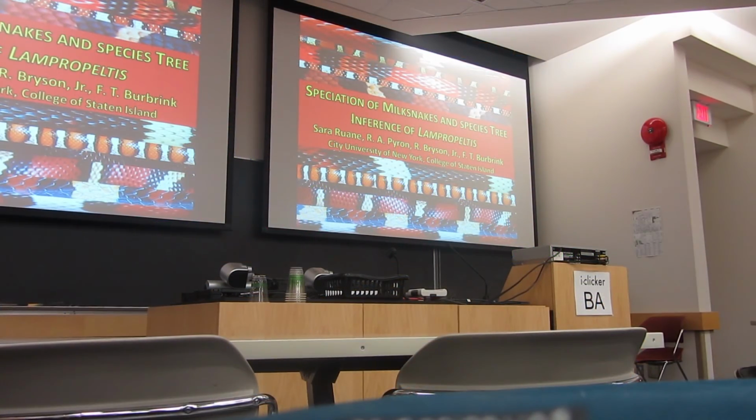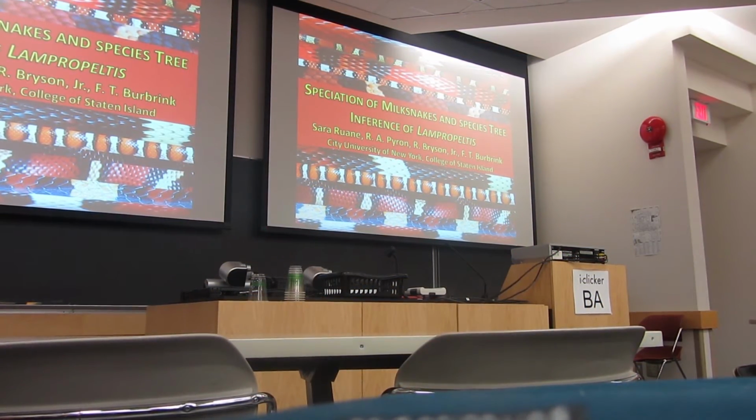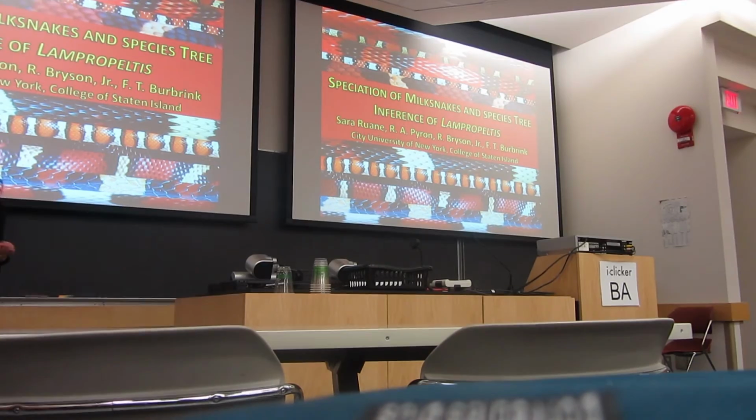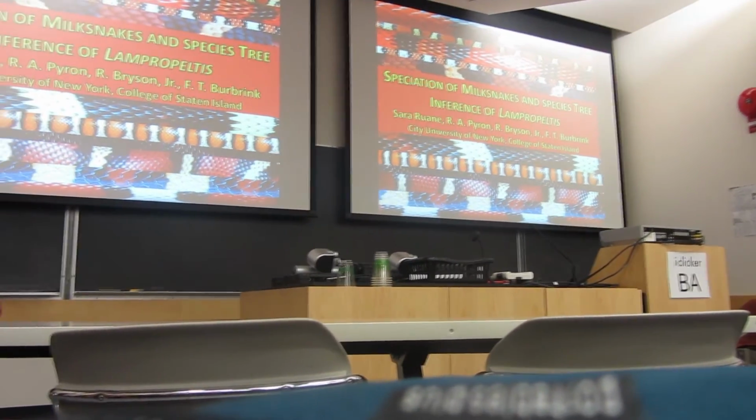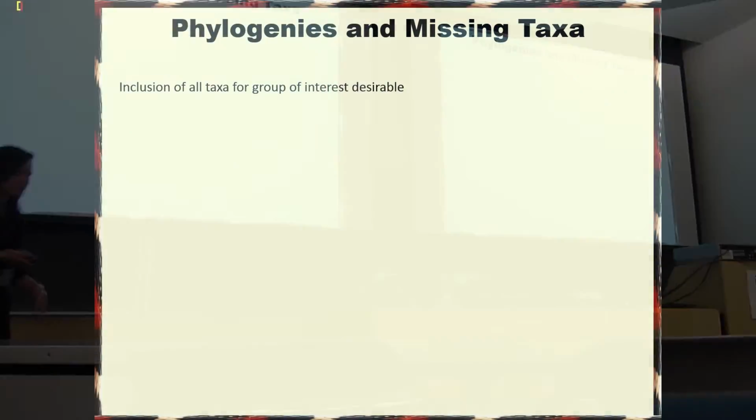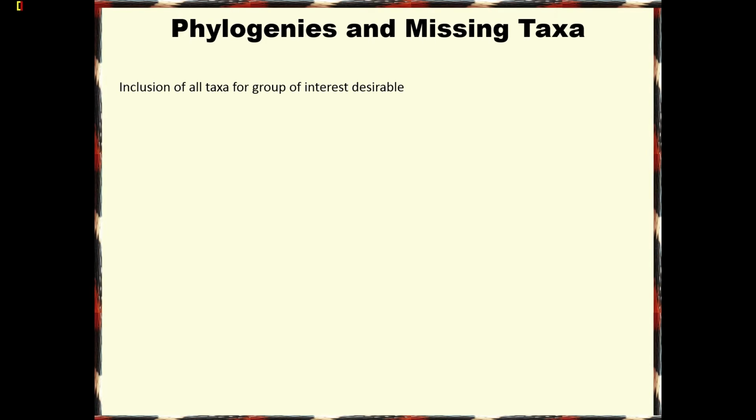So today I'm going to be talking about speciation of milk snakes and specifically how we can delimit species and then use those to infer a species tree for Lampropeltis. One of the things we want to have when we make a phylogeny is all the extant taxa. For any group you're looking at, including all extant taxa is extremely important because when we have missing taxa, we're going to have a less accurate phylogeny.